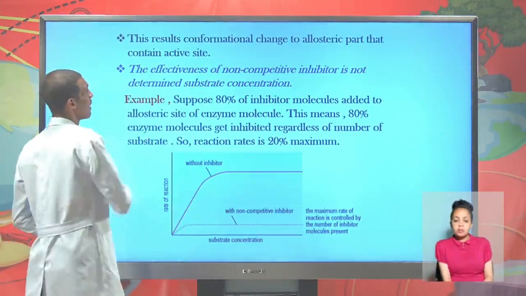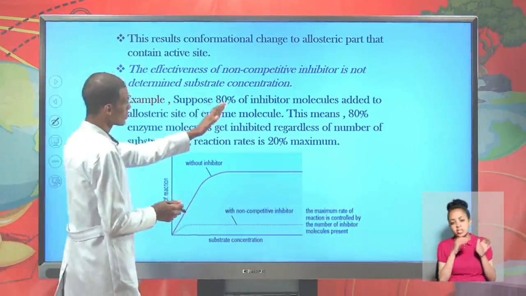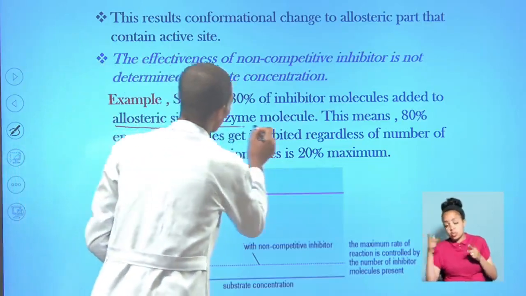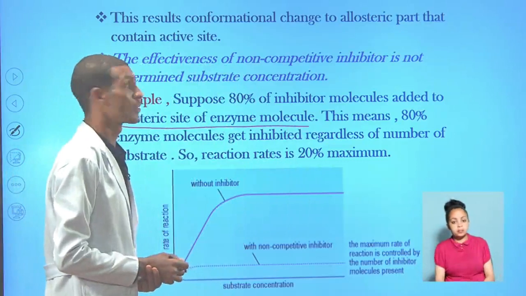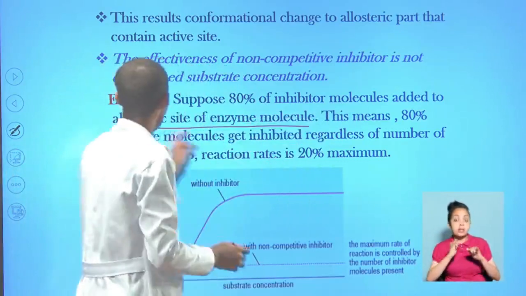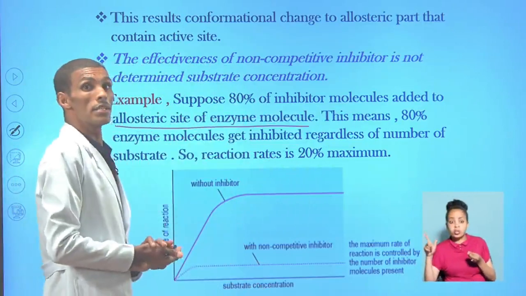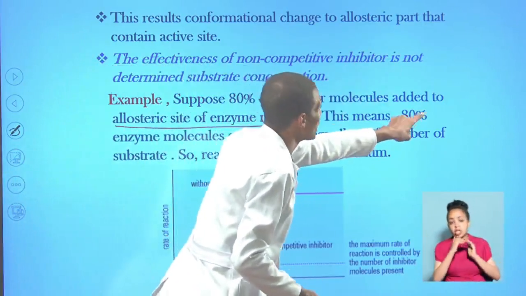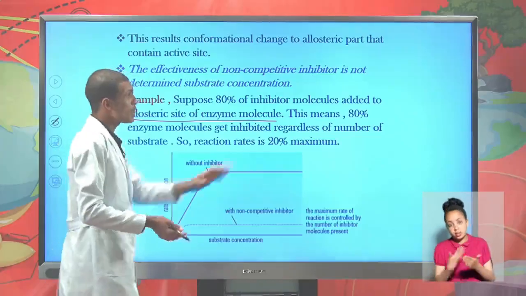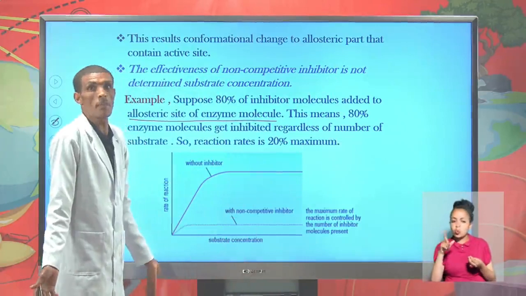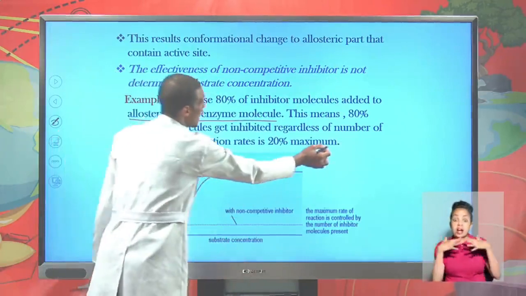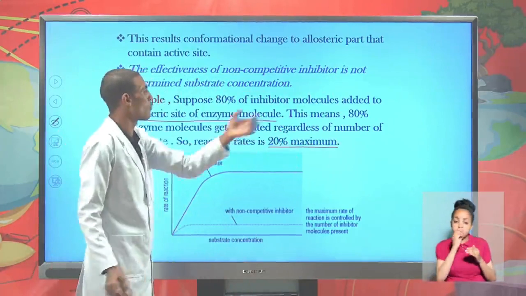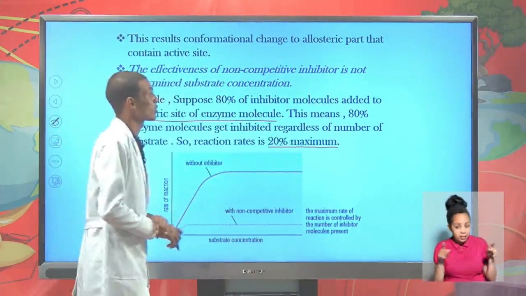So here, let's have another example. Suppose 18 inhibitor molecules are added to the allosteric site of an enzyme molecule. This means the enzyme activity is reduced or affected by 18% totally. If you add substrate molecules, it has no meaning here. So the reaction rate is highly affected. Only 20% of the enzyme is not occupied, but 18% of them is totally occupied.